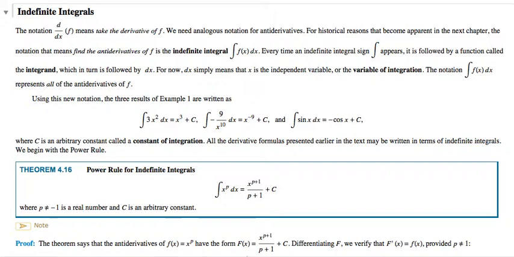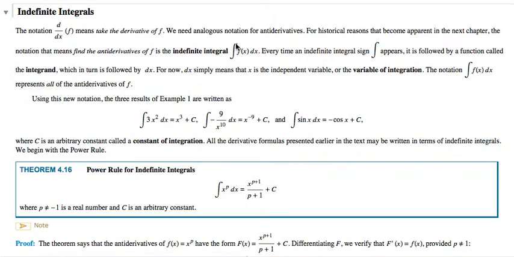So remember, we talked about the different ways to denote taking the derivative of f. In this case, the notation d dx of f means to take the derivative of f with respect to x. So it'd be nice to have notation to denote antidifferentiation. We'll get into this a little bit more in the next chapter, but the symbol used to denote the antiderivative is the indefinite integral. It's this long curly s.